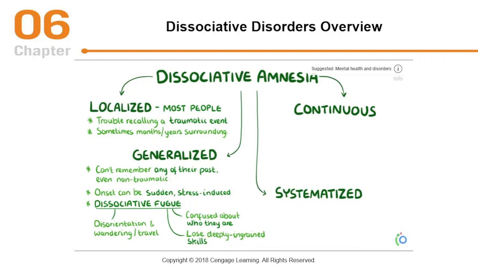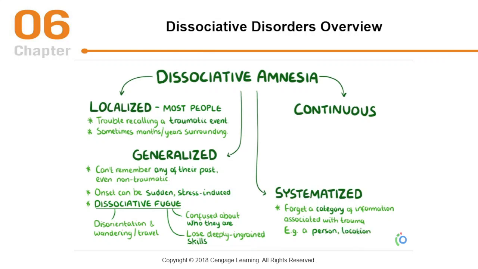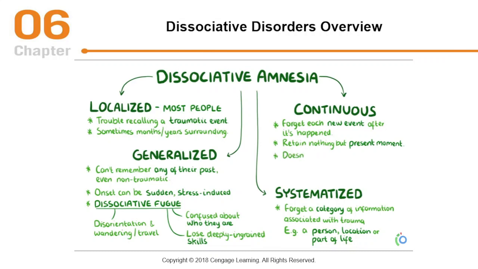In systematized amnesia, a person only forgets a category of information which is in some way associated with a trauma, like forgetting everything about a certain person or a specific location, even if it was a significant part of their life. And finally, continuous amnesia happens when a person forgets each new event after it happens and retains nothing but the present moment, a bit like the fish Dory in the film Finding Nemo. And continuous amnesia doesn't always relate back to psychological trauma.